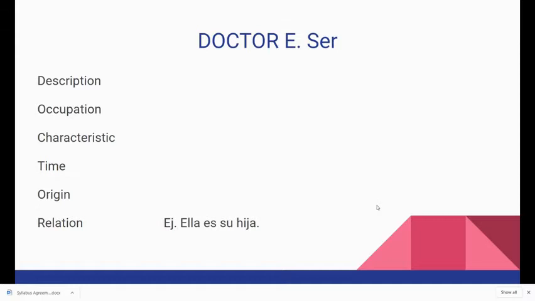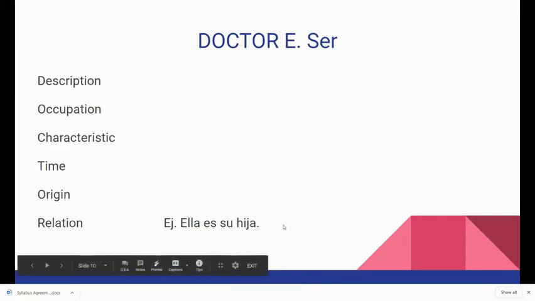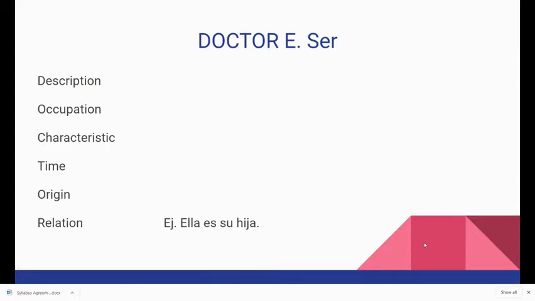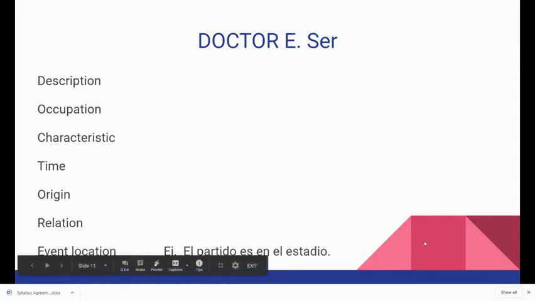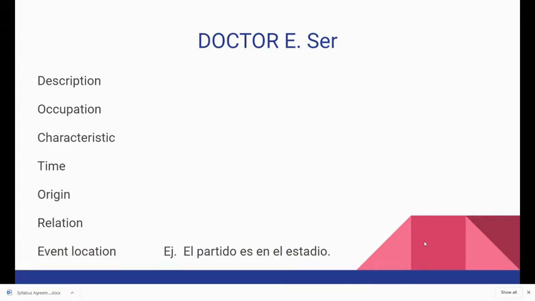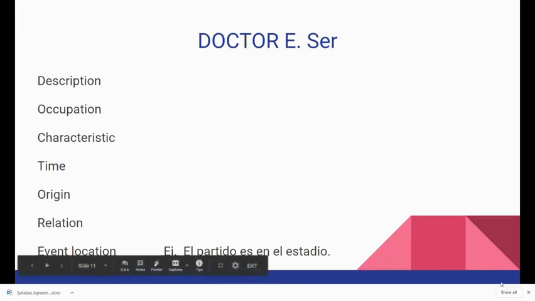R stands for relation or relación. Ella es su hija. She is her daughter. And relationships between family members, things like that. The last one, E, stands for event location. And in level 2, this was one that we did talk about a little bit. The example sentence we have here is El partido es en el estadio. So the game is taking place in the stadium. It's where the event, which is the game in this case, is located.